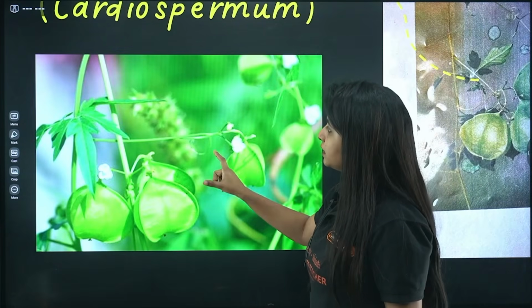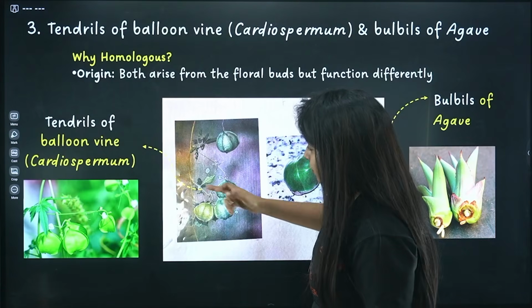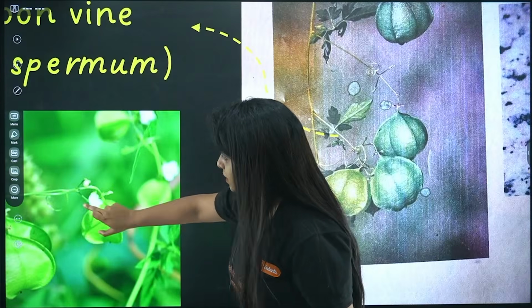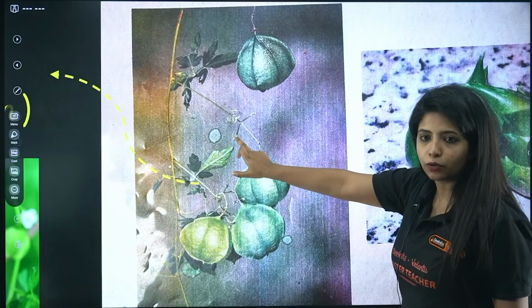Okay, here the floral buds are forming tendrils. Where is the tendril? Tendril is not given in this particular picture, but it is there. Yes, there is a tendril over here. Similarly, this particular picture can be given. This is the tendril over here.